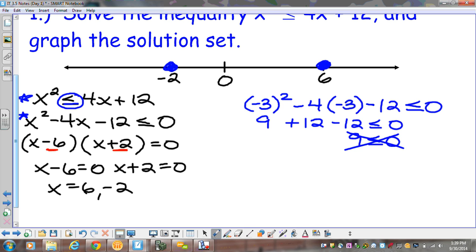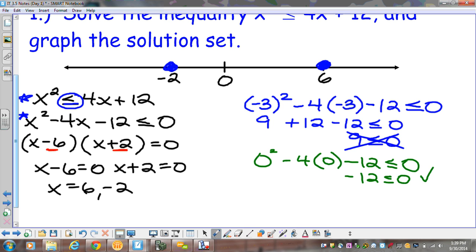All right, so let's pick another test point. What's the point between -2 and 6? 0. That's the easiest one, guys. Always plug that one in if you can. So if I plug it in, I got 0 squared minus 4 times 0 minus 12. What do I get when I simplify? Is -12 less than or equal to 0? Yes, it is. -12 is way out here, guys. There's 0. -12 is less than or equal to 0.